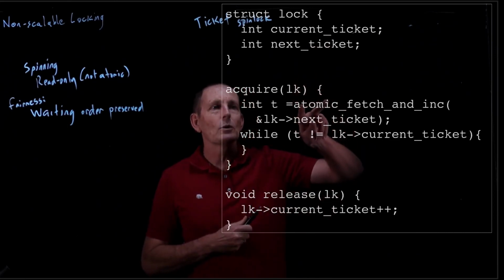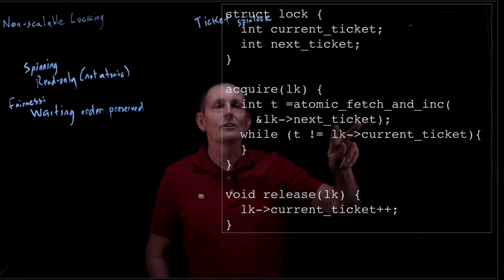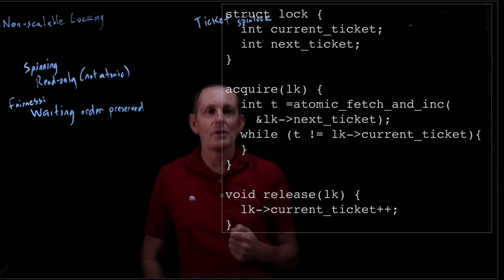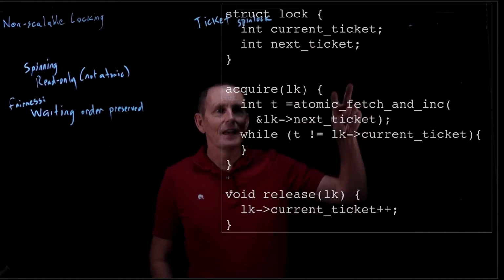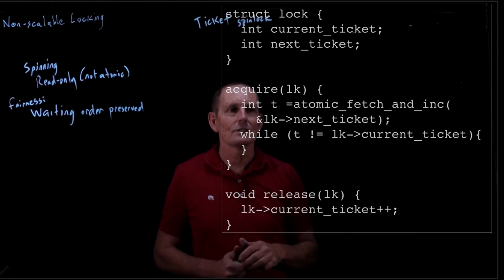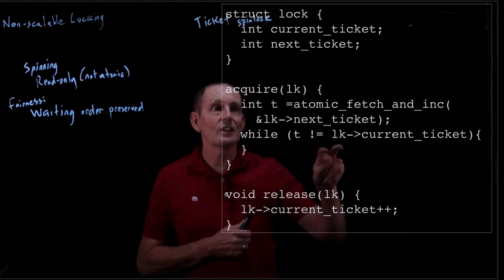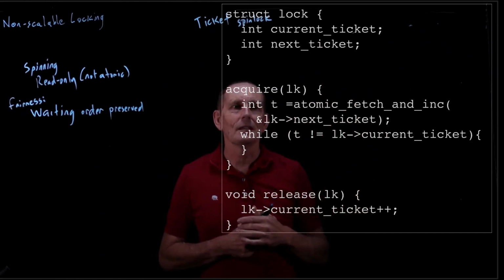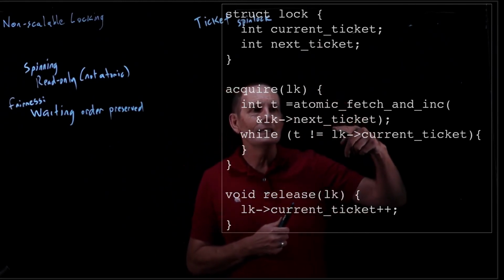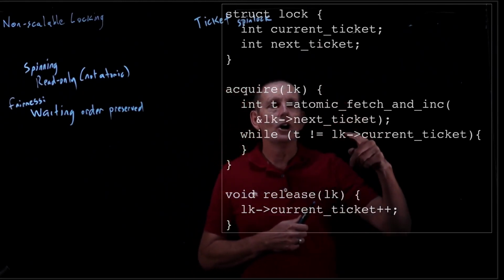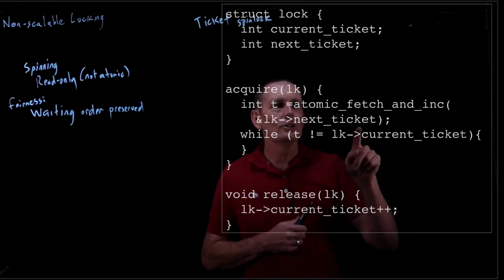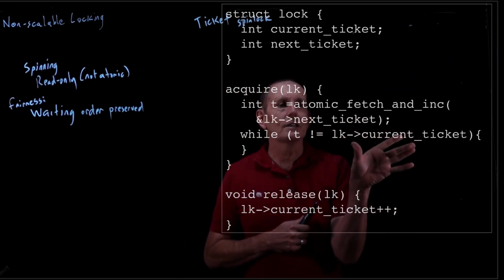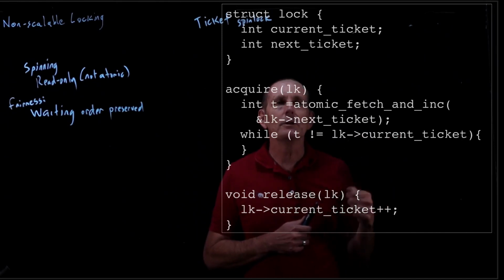So on an acquire, what we're going to do is fetch and increment that ticket. So you get number 34 and the next number is now 35. That's atomic because we have these two operations and they have to be atomic. And then you just sit in a loop. You're waiting for your ticket number to match the current ticket number. And so in this while loop, all you're doing is reading, right? You are reading the lock's current ticket and seeing what it is. Read, read, read, read.